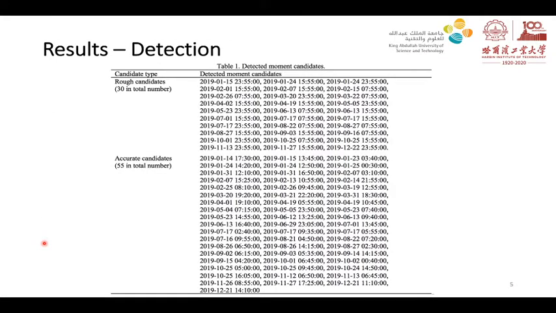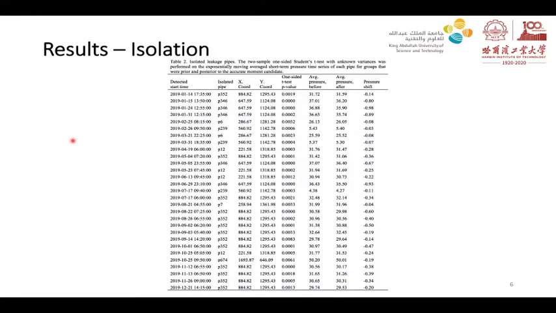And here are the detected results. We have 30 rough candidates and 50 accurate candidates. Actually, during the experiments, we observed that for the first substep, the votes were more scattered, but for the second substep, the votes were highly concentrated. And here are the isolation results. P-values are significant, and pressure shifts are all negative.